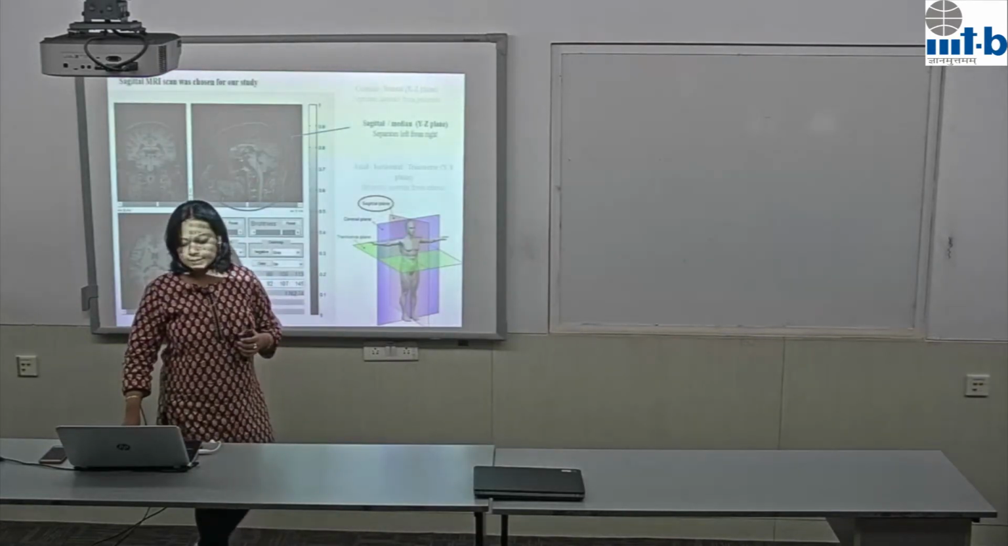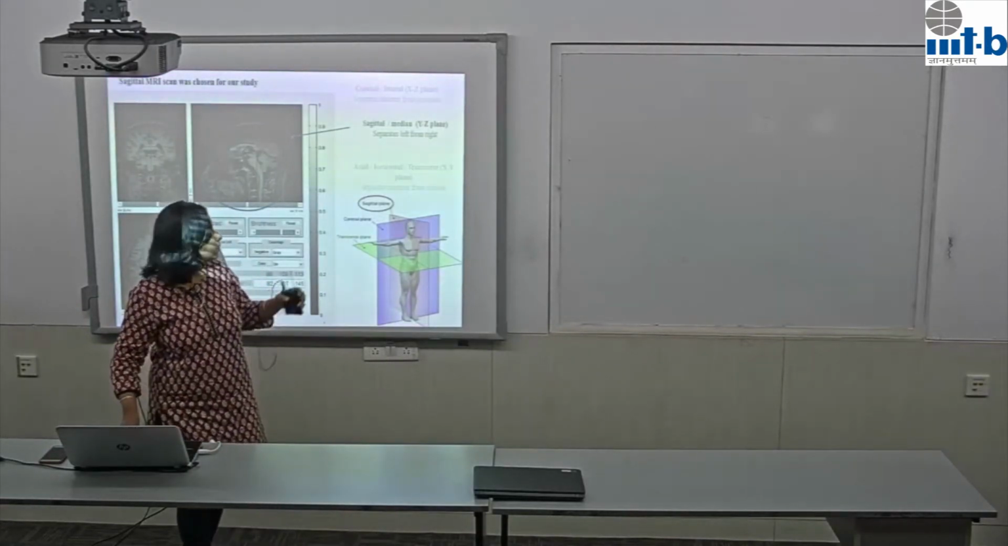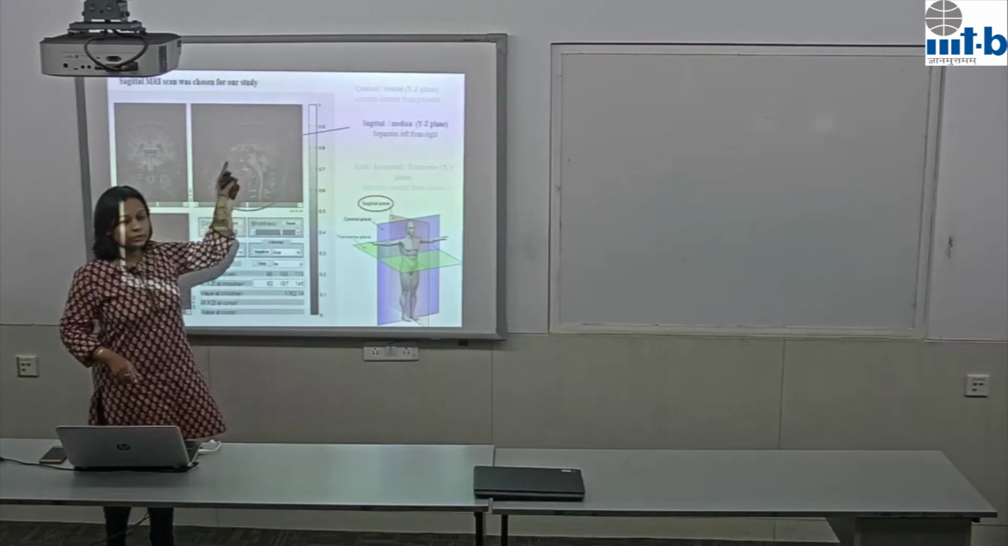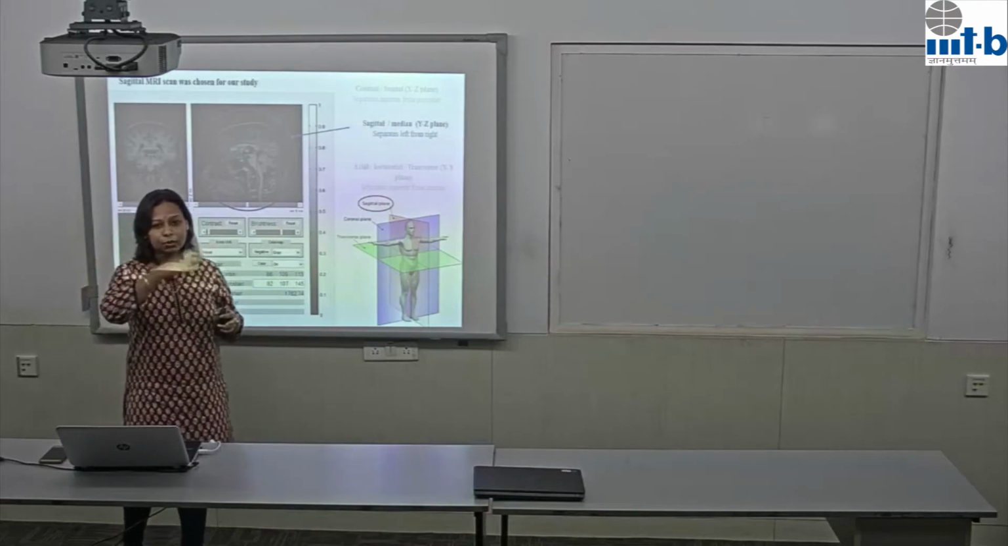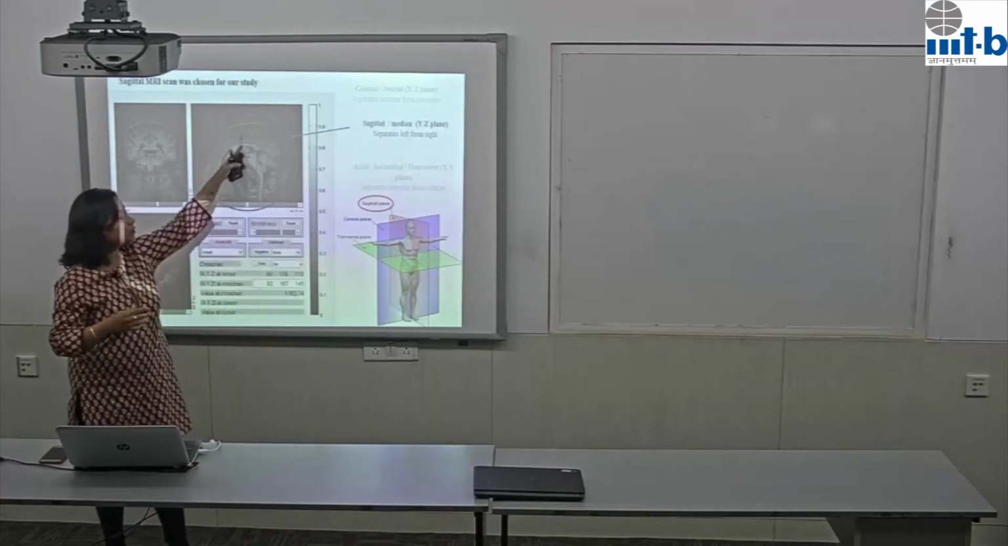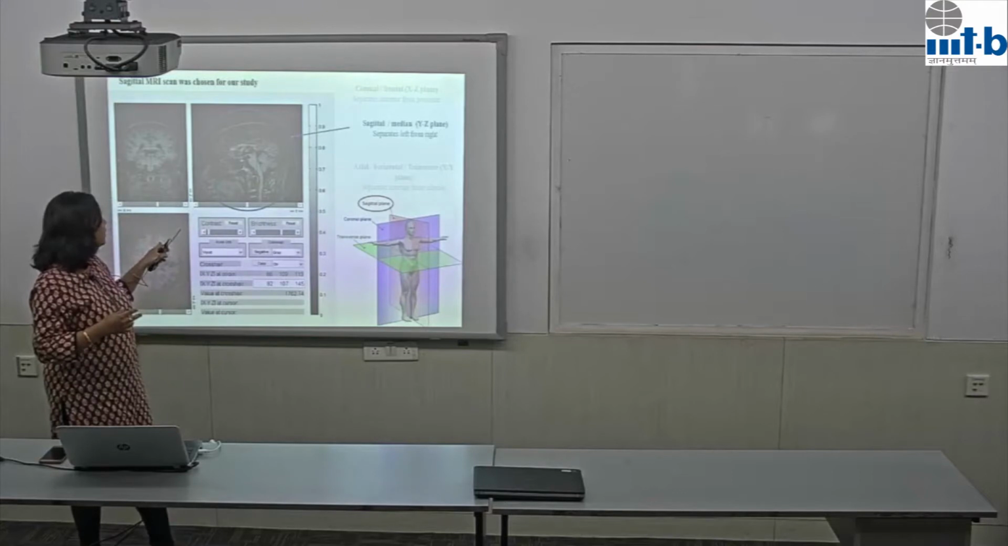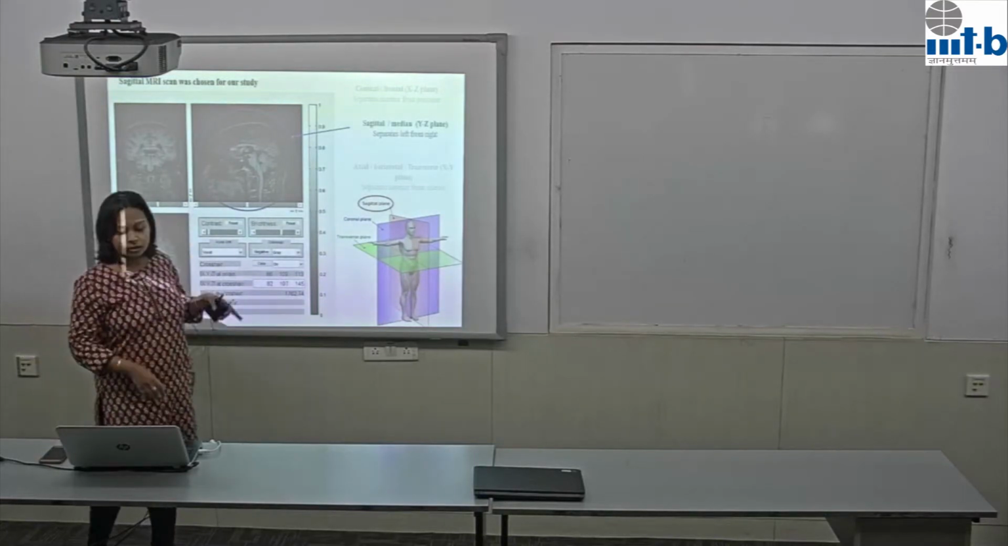For my research work, I have used sagittal images. So this is the corpus callosum. Why sagittal images? Because in this plane we can visualize the whole corpus callosum structure from anterior to posterior, which is not visible properly in the axial or coronal plane.